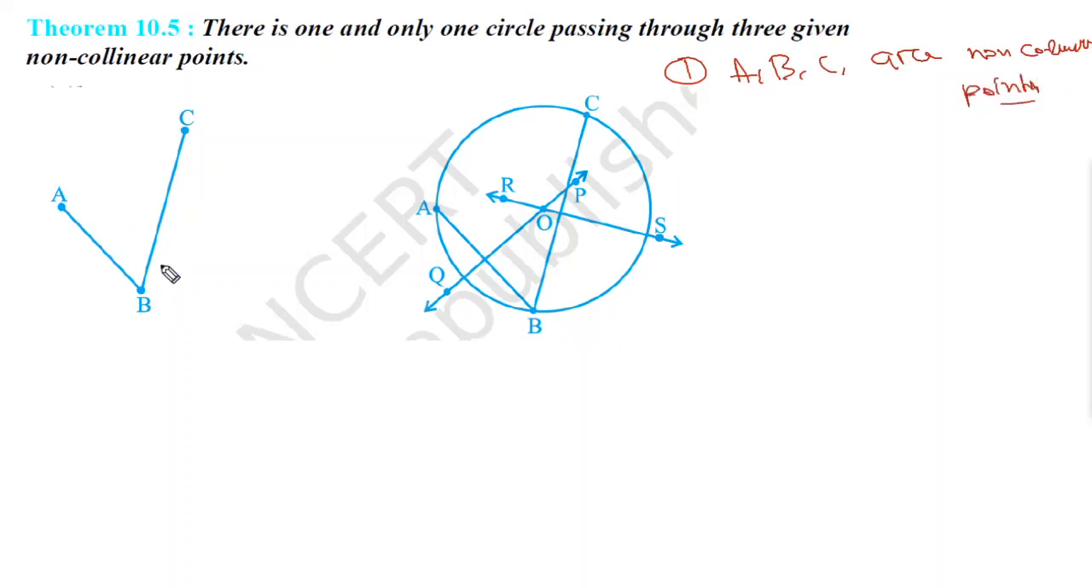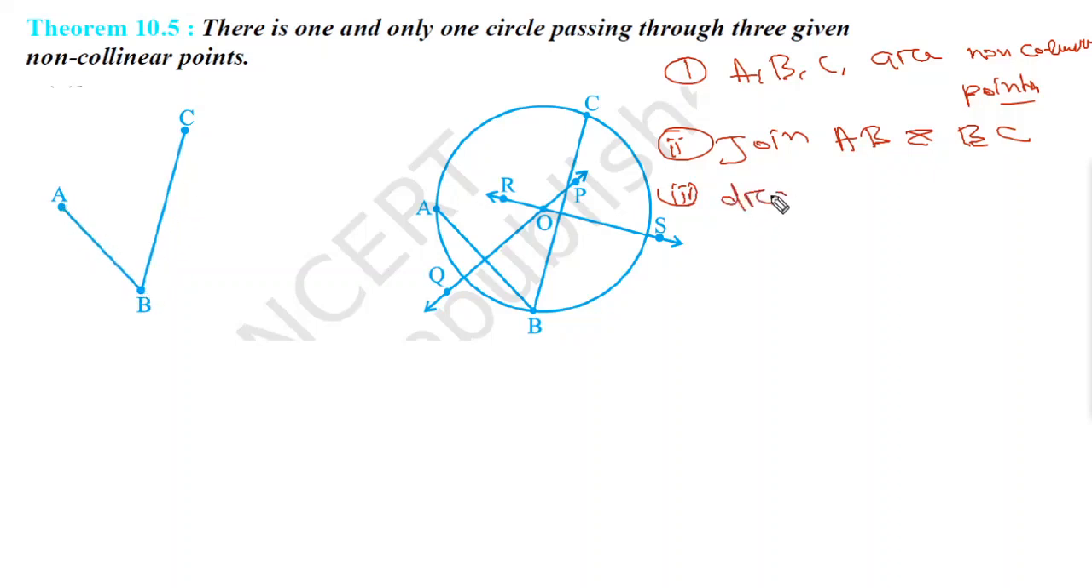Then we can join AB and BC. Second step will be join AB and BC. Now we have joined AB and BC. Our third step will be to find the perpendicular bisector of AB and BC.